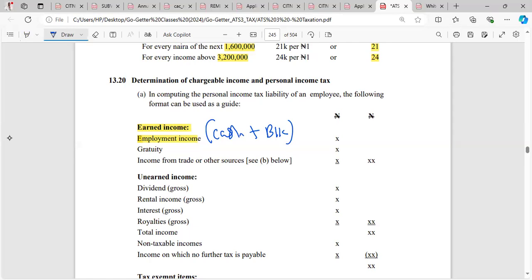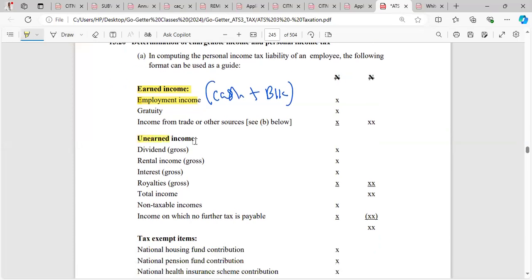Then it could also include gratuity, because if this is a time when they are paying the person retirement benefits, they give him gratuity. Then it could also include income from trade or other sources. Maybe the person is a businessman, he has a shop, is trading, or other sources of income. Now this is earned income.